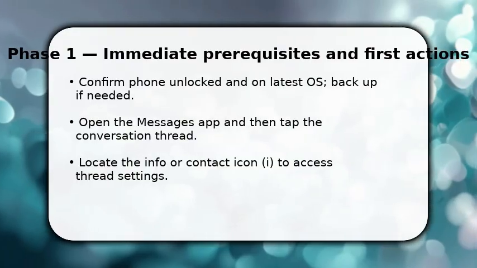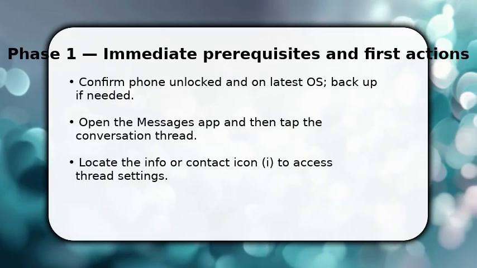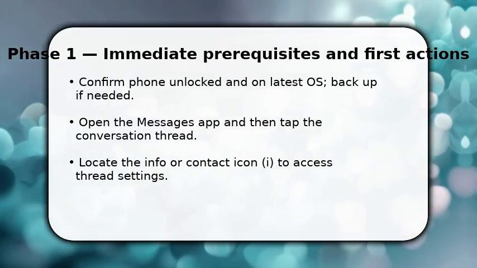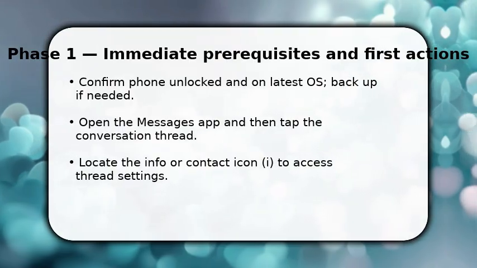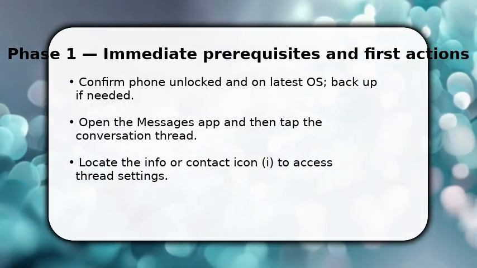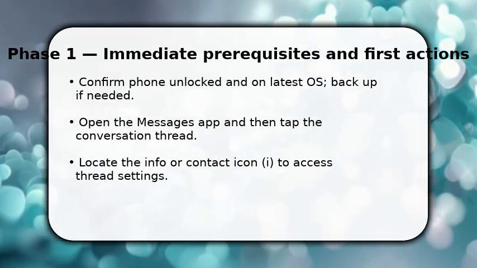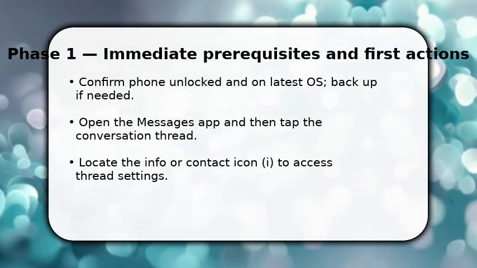You start by ensuring your device is unlocked and up to date, because system controls affect notifications. Open Messages and enter the exact conversation you want silenced. This isolates changes so other chats remain normal. Once inside, tap the info or contact icon.